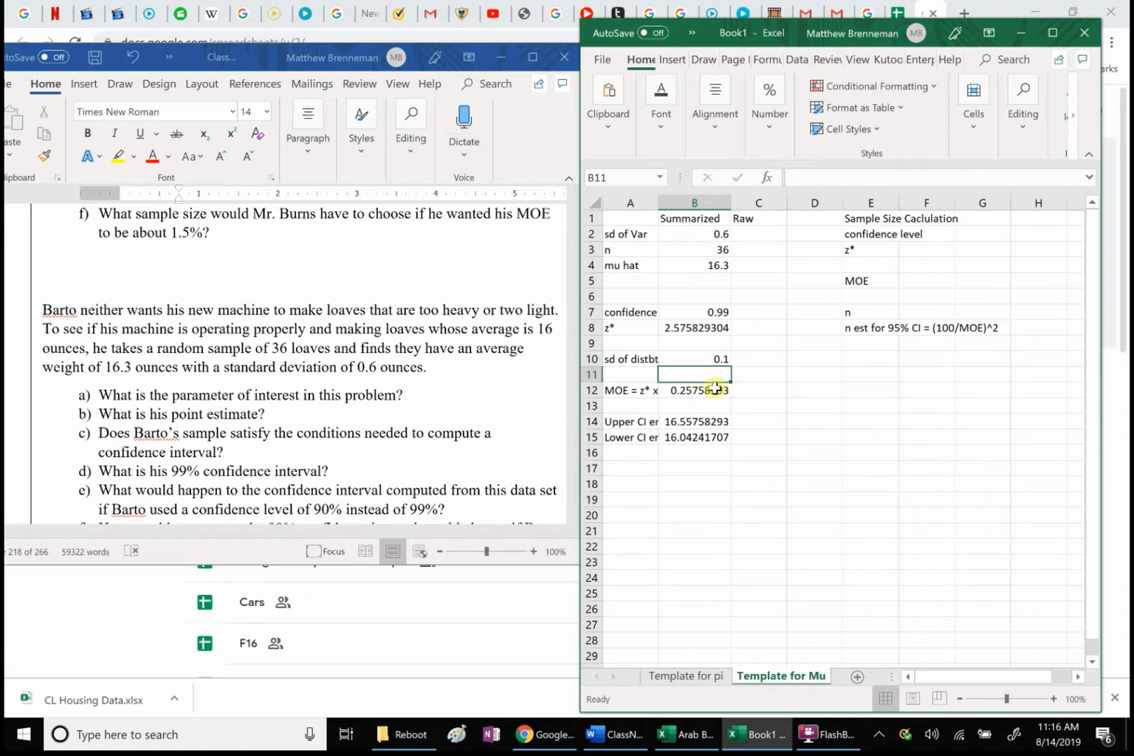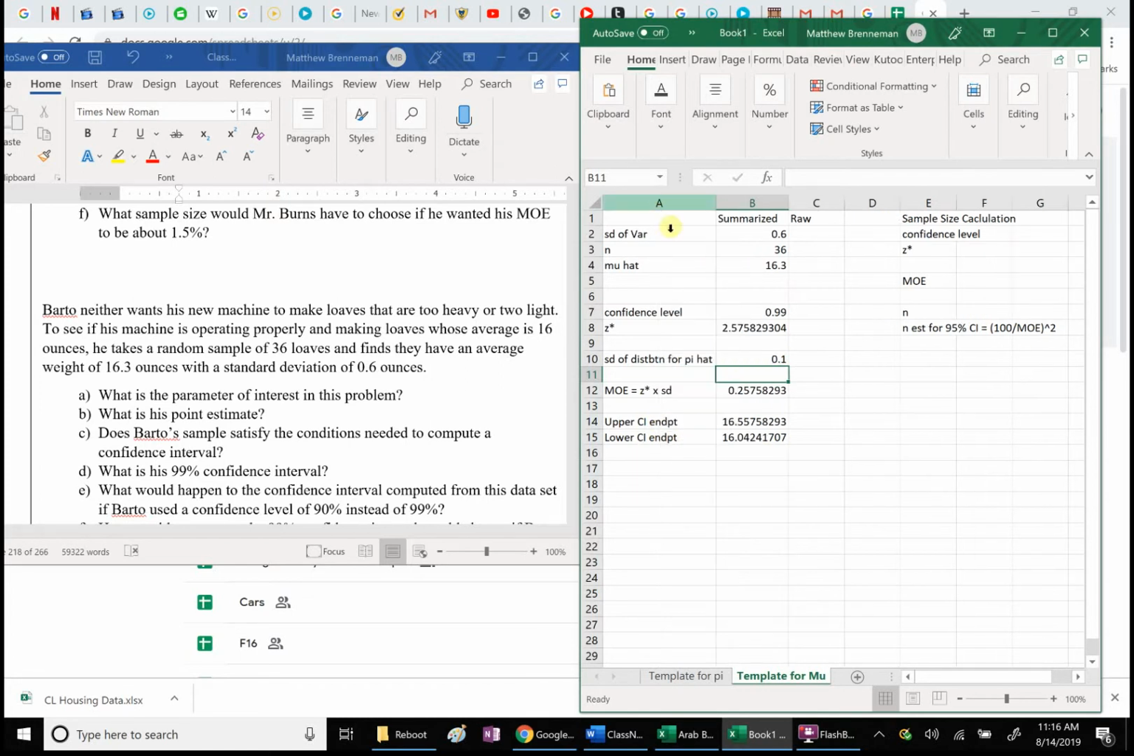Okay, our margin of error is computed the same way, and our confidence interval is computed the same way. So nothing there has changed, okay? All I had to do is change a few cells up here. So the parameter of interest we know is the population mean. Our point estimate is the sample mean. That's the single value that best estimates the population parameter.